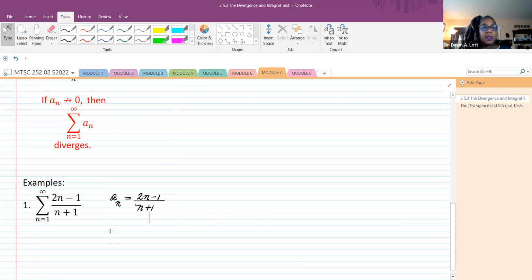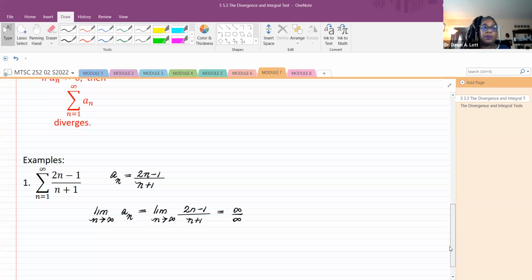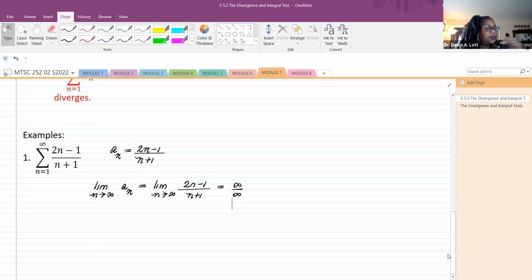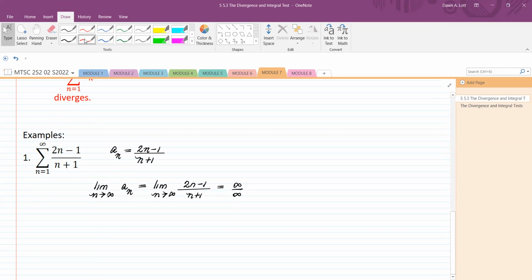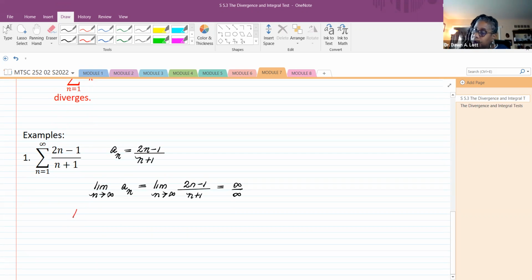That is a_n. So now I will look at the limit as n approaches infinity of a_n, and that gives me the limit as n approaches infinity of (2n minus 1) over (n plus 1). And if I let n go to infinity, I get infinity over infinity. So what does that tell me to do? I got infinity over infinity, guys. Use L'Hopital's rule. All righty, so now I'm going to use L'Hopital's rule.